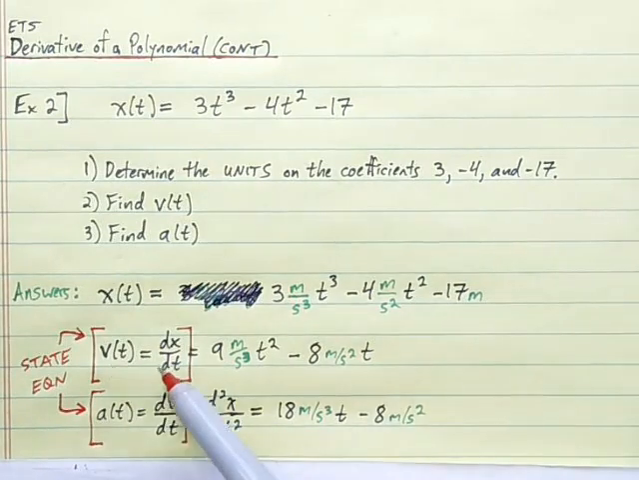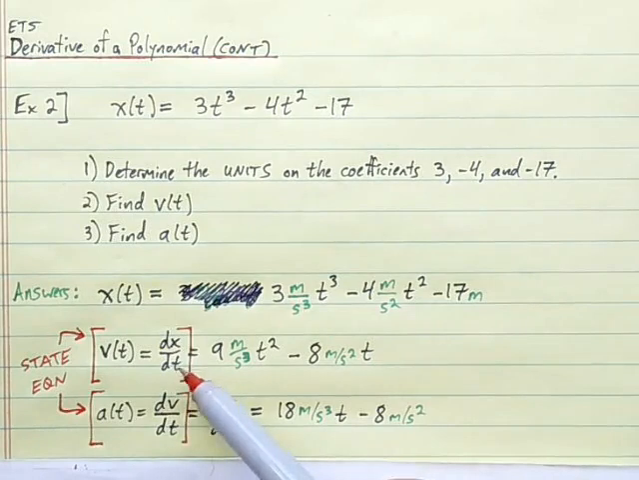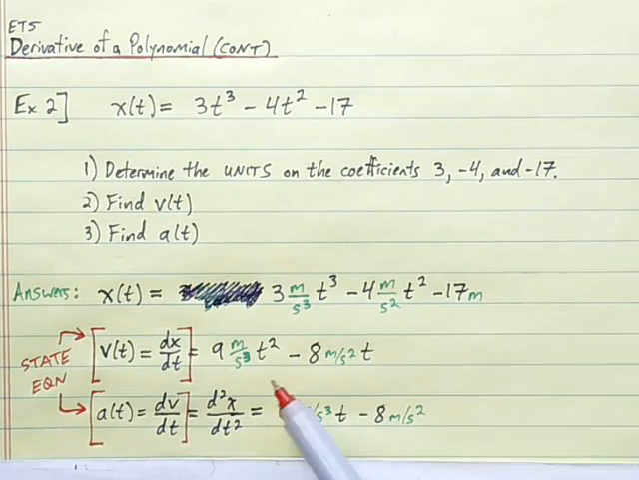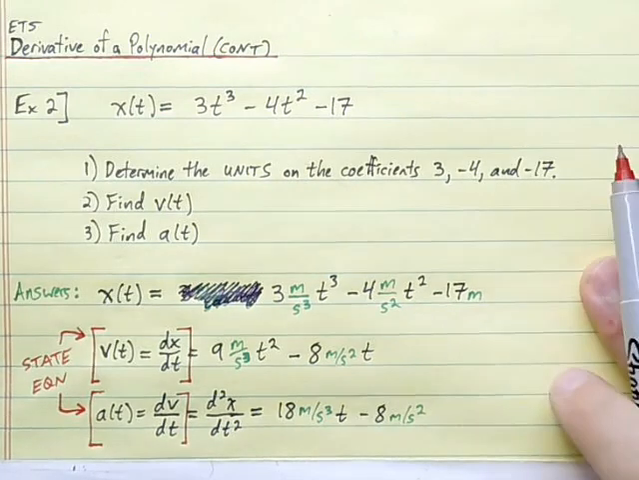v equals dx/dt, that's stating your equation. Acceleration equals dv/dt, that is stating your equation. Include that on the page first before you write this. Okay, and then taking the derivative for a second time, 9t squared becomes 18t, negative 8t becomes negative 8, and there we have it. Okay, next task.